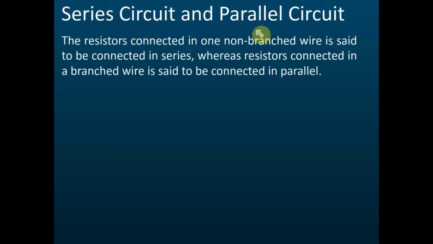Series circuits and parallel circuits. What does it mean by series circuits and a parallel circuit? This is about the connections of the resistor inside the circuit. So the resistor connected in one non-branched wire is said to be connected in series, whereas resistor connected in a branched wire is said to be connected in parallel. So to know whether the circuit is series or parallel, you need to check whether there is a branch in the circuit.